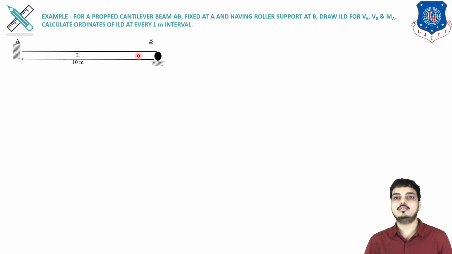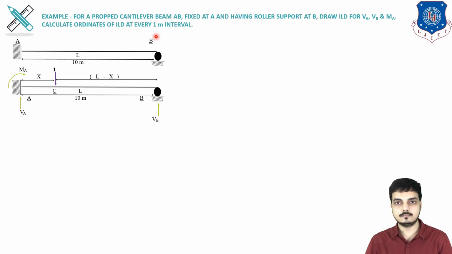So we have to solve this sum with the help of ILD for indeterminate structures. We have to draw the VA, VB and MA diagrams, and also calculate ordinates of ILD at every 1 meter interval. Now let's see how to solve. First of all, they have asked to draw ILD for VA, MA and VB.